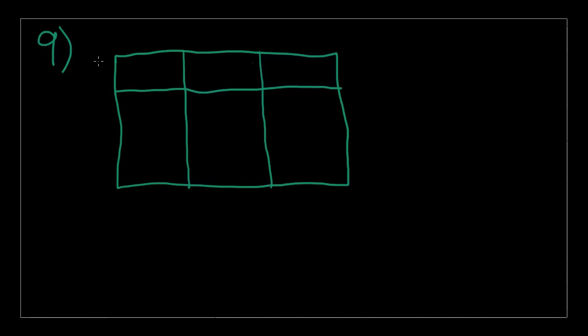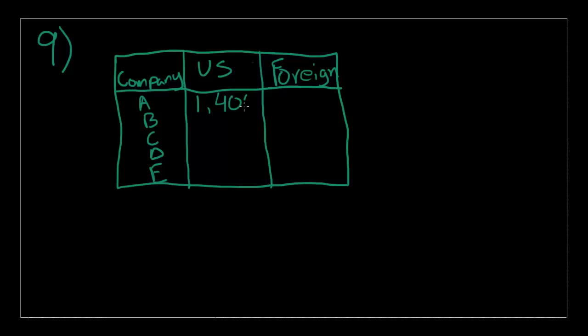Now for number 9, there's a table. I'm drawing this one out because I think the values are going to be important. This is company, this is U.S. locations, and this is foreign locations. There are different companies: A, B, C, D, and E. Company A is 1,400 in the U.S. and 4,000 foreign.